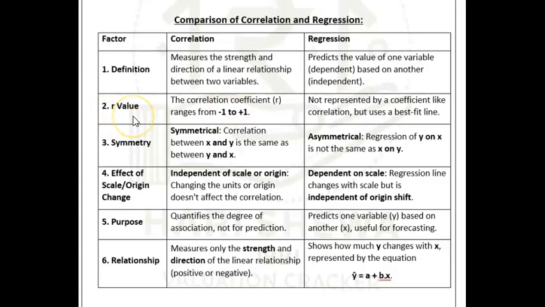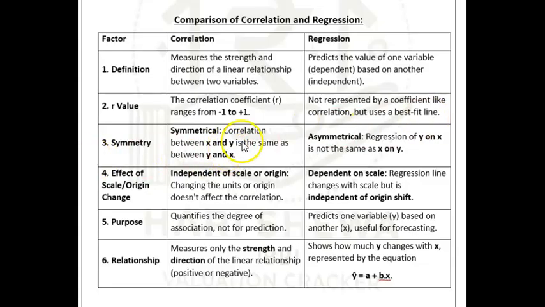Coefficient R value: the correlation coefficient ranges from -1 to +1. Many times a 1 mark MCQ comes: what is the coefficient of correlation? It is between -1 and +1. Regression is not represented by a coefficient like correlation, but uses a best fit line. It will not be represented by a regression coefficient, but uses a best fit line.